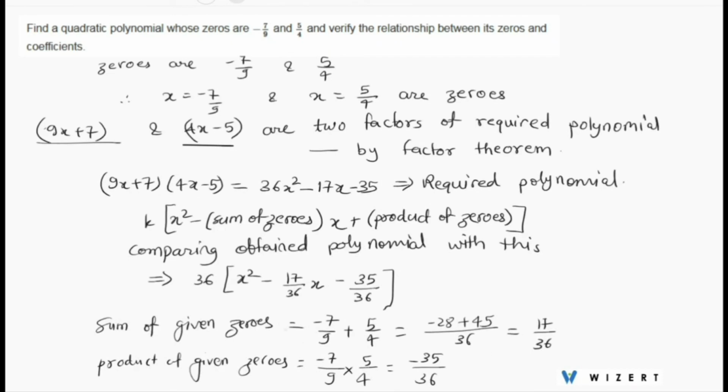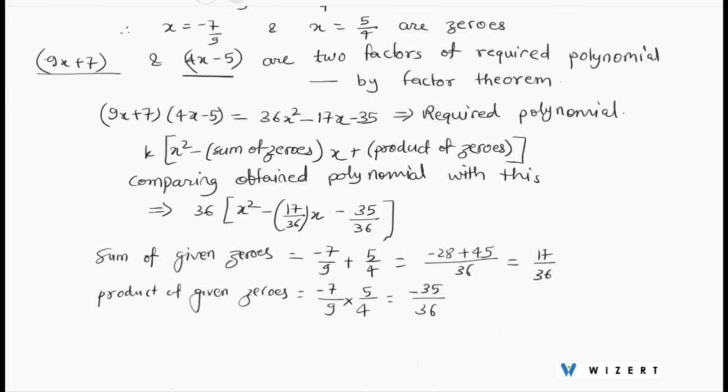If we compare it with the given equation, we can see that it is verified that the polynomial can be obtained by writing k into x square minus sum of the zeros, which is 17 by 36, x plus product of the zeros, which is minus 35 by 36. So what we can say, hence verified.